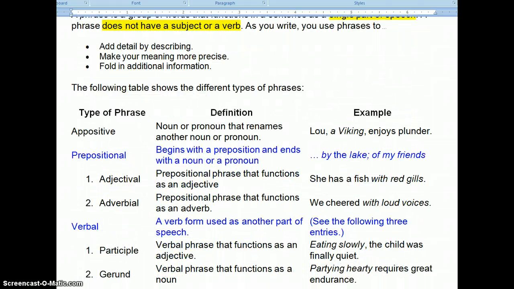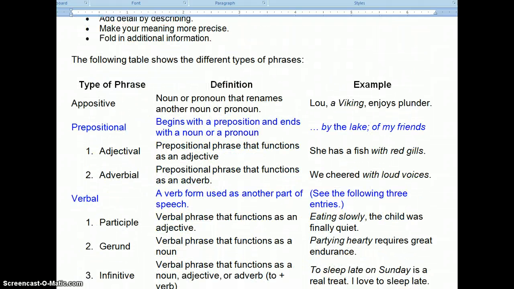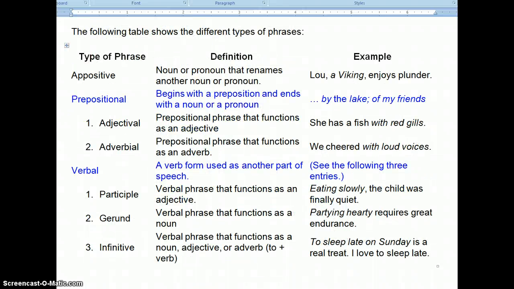All right, this table shows the different types of phrases. The appositive, you were supposed to cover that last year. That was in 6th grade curriculum. And that is just a noun or a pronoun that's going to rename the noun or pronoun that is right before it. So here's your example. The phrase a Viking is the appositive here, and that simply renames Lou.